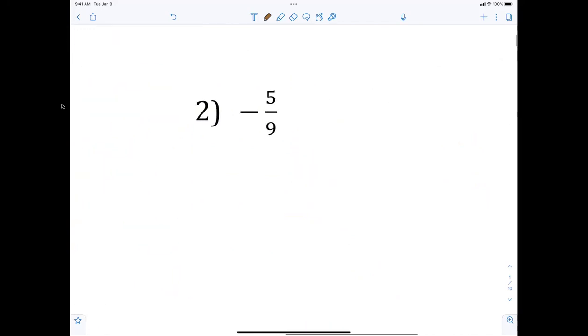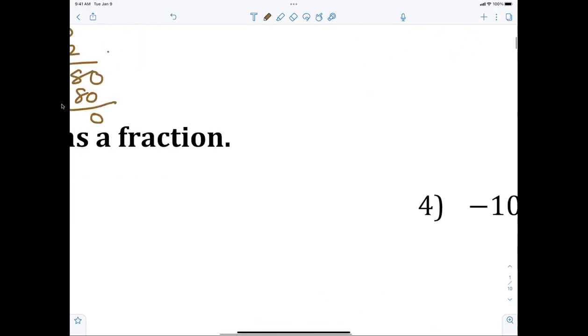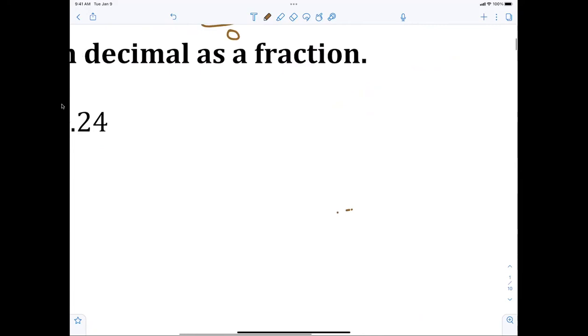Next, 5/9. Of course, everybody should know this is just what? Negative 5. Yes, don't forget to say point. Negative 0.5 repeating. Anybody have any issue with that? All right, let's knock out number 3.